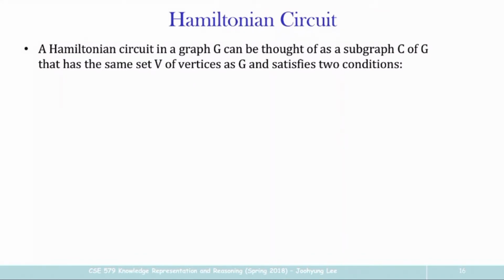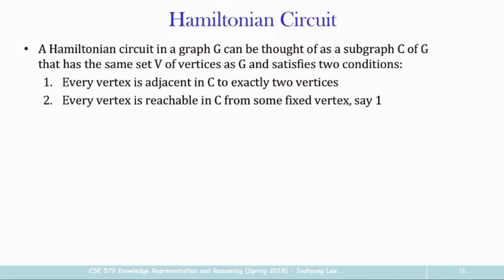A Hamiltonian circuit in a graph G is a subgraph C that has the same set of vertices as G and satisfies two conditions. Every vertex is adjacent in C to exactly 2 vertices. Because it's a path, if you pick any node, there is exactly 1 incoming edge and 1 outgoing edge. That's one hint. Another thing is every vertex is reachable in C from some fixed vertex.